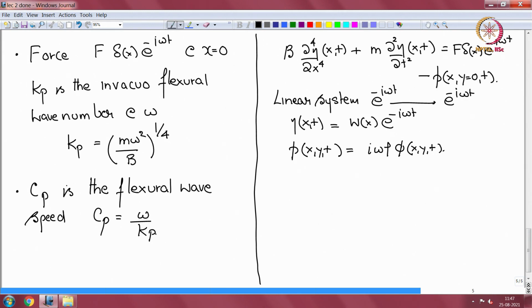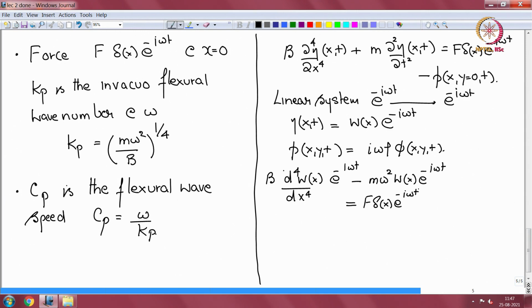Okay, so what I now have is B d⁴w by dx⁴ e to the power of minus I omega t, minus m omega squared w of x e to the power of minus I omega t, that is equal to F delta x e to the power of minus I omega t, okay, minus I omega rho phi at x comma y equal to 0.